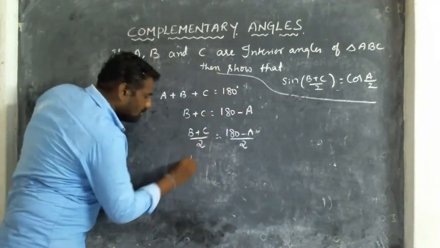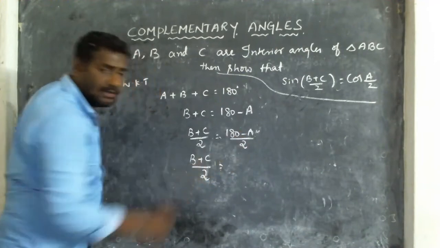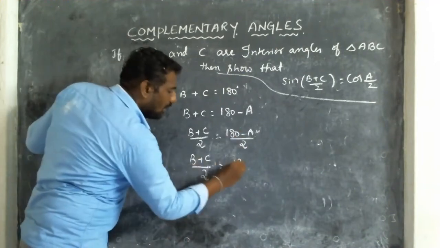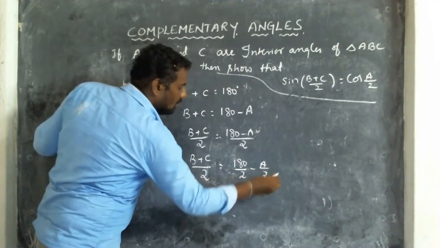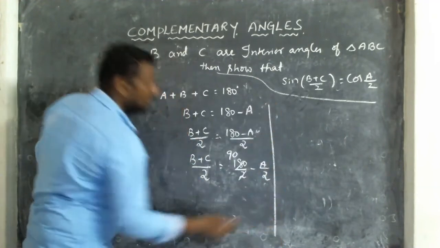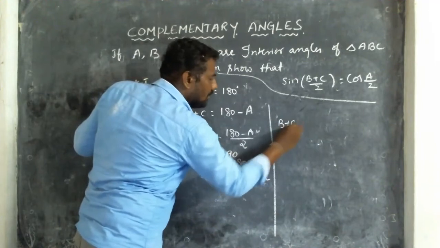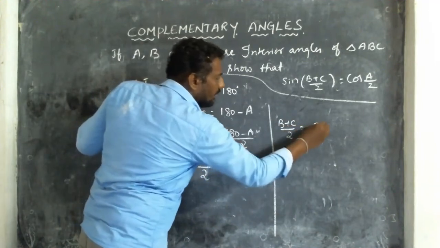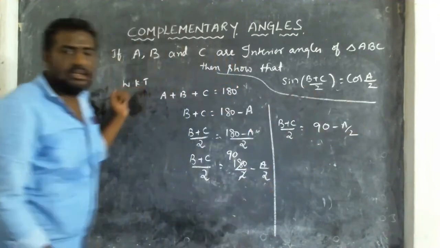Now I write (B plus C) by 2 as it is. Here I will separate and write 180 by 2 minus A by 2. 2 ones are 2, 90. So I got a step that (B plus C) by 2 equal to 90 minus A by 2. 90 minus A by 2.